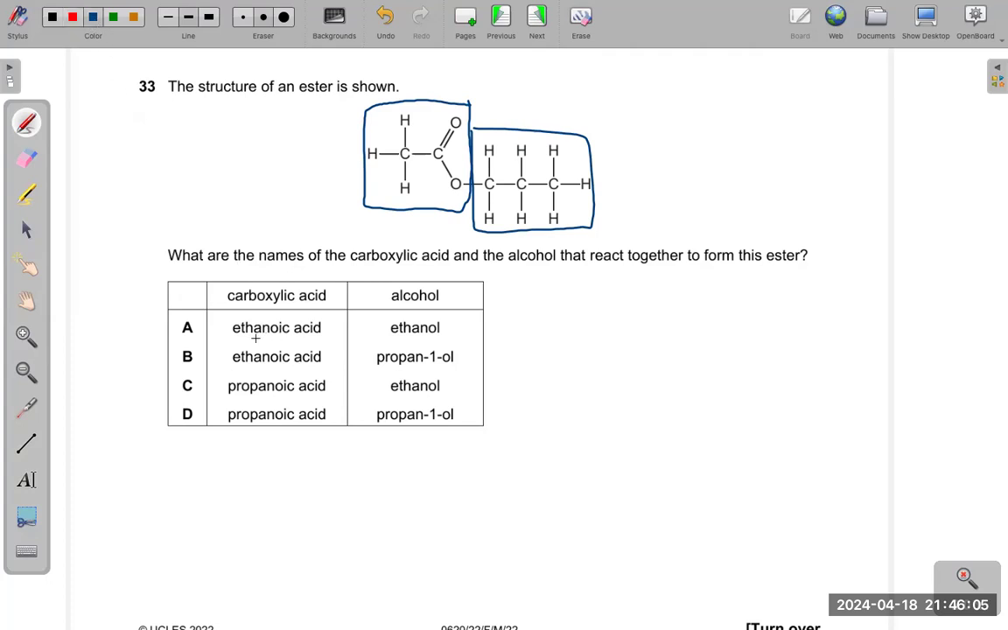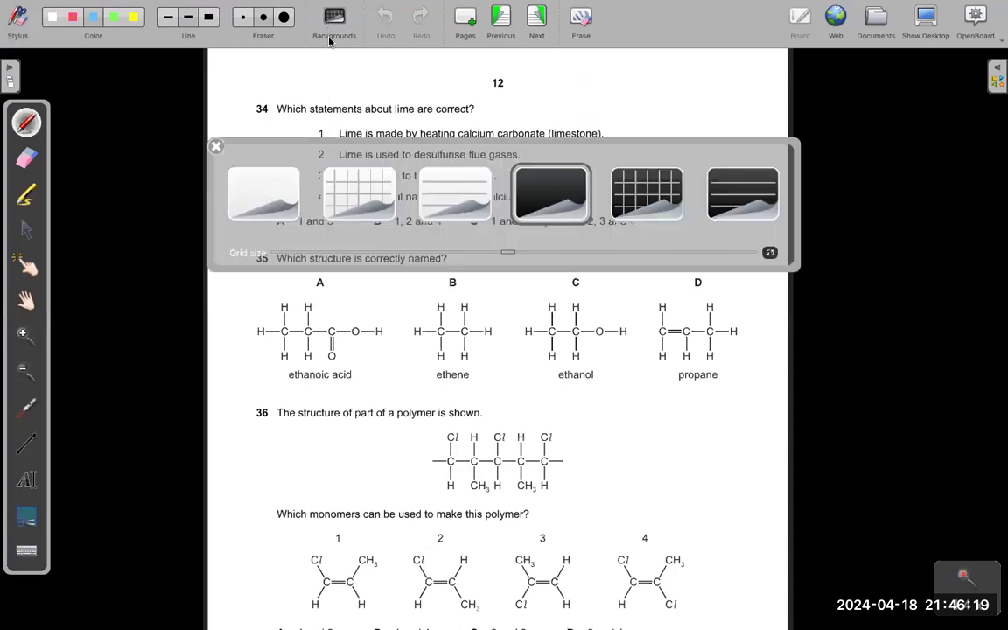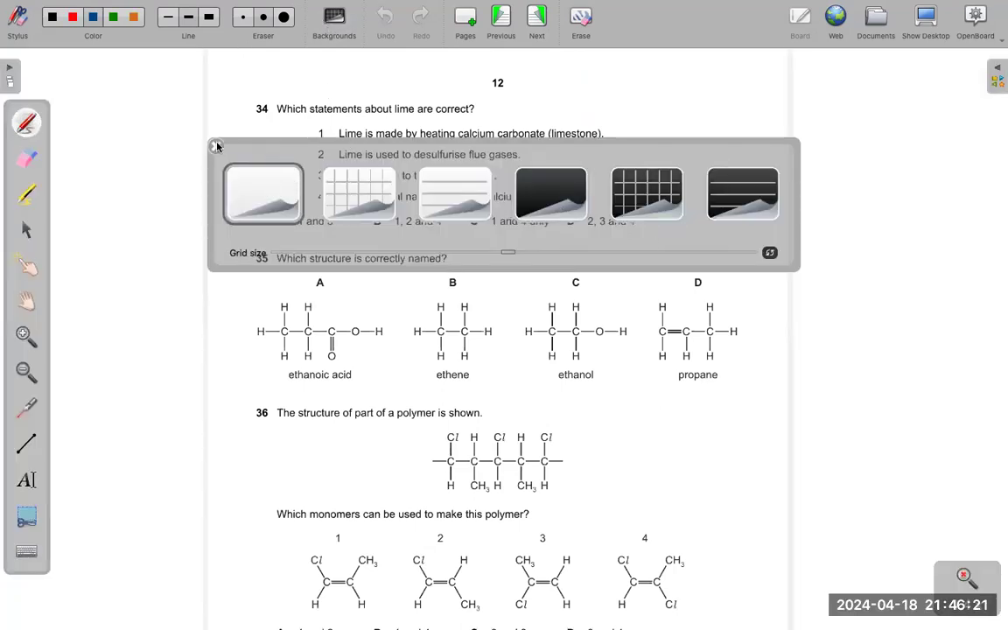This is ethanoic acid, ethanoic acid وبروبان 1 all. ممتاز. So it is ethanoic acid and propan-1-ol. This is the structure, these are the compounds that made the ester. ممتاز. طيب, which statement about lime is correct?